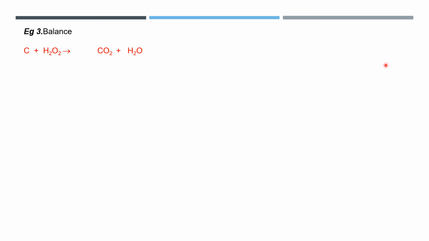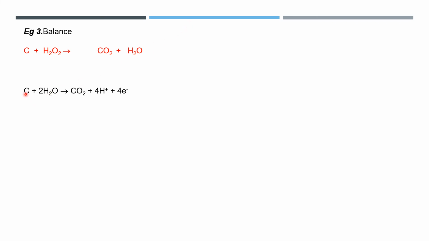Example number 3, again we will be doing the same thing we did earlier on. So let's see what the species are changing into. Carbon is changing into carbon dioxide. H2O2, which is hydrogen peroxide, changing into water. So to balance it, this is what we get. Carbon changing into carbon dioxide. Okay, let's see how we balance this bit.